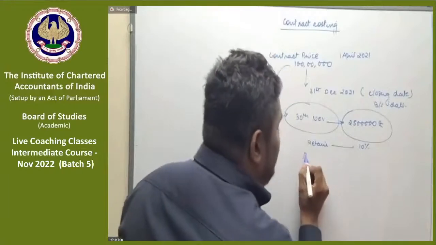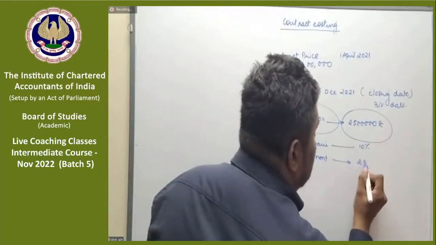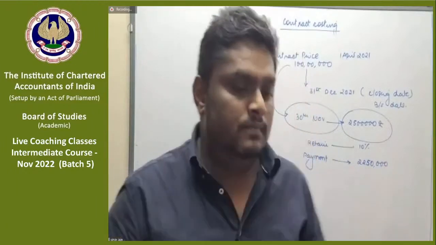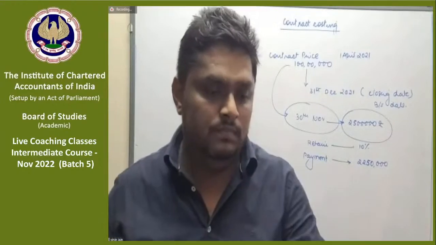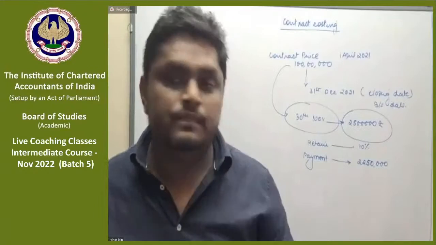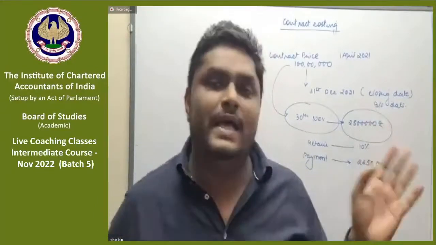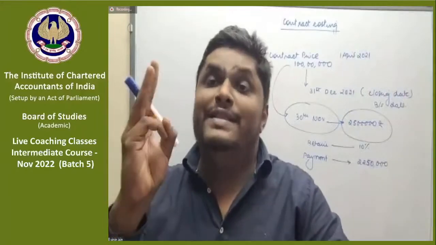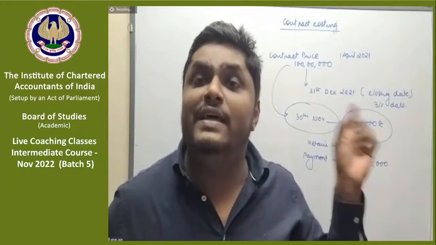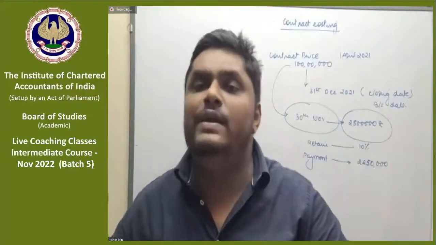So the payment will be how much? 22,50,000. So when talking about work certified, in this example I have discussed three points: the work certified, the retention money, that is the retained amount, and the payment that is being made by the contractee to the contractor.